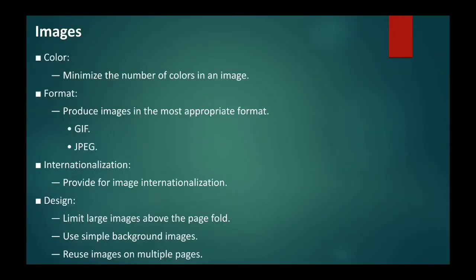Then its color. When we are talking about images, we have to minimize the number of colors in the image. When we use a large number of colors in an image, it will be very difficult for the user to understand the kind of image we are using. And next is the format. We have to produce the images in GIF and JPEG format. Right now we have a number of different formats we can use, but these are the formats which were available earlier.